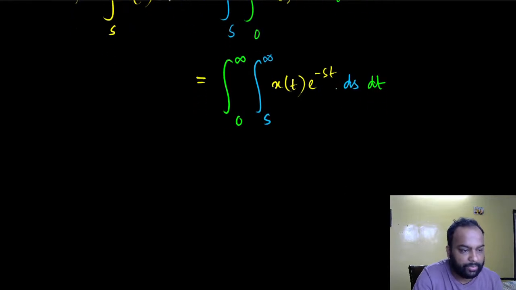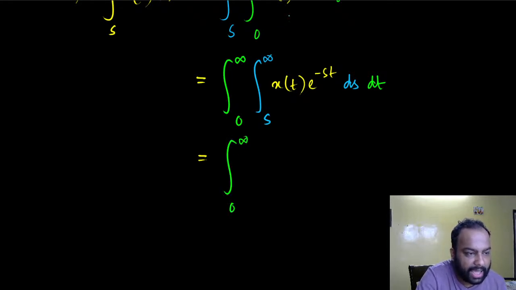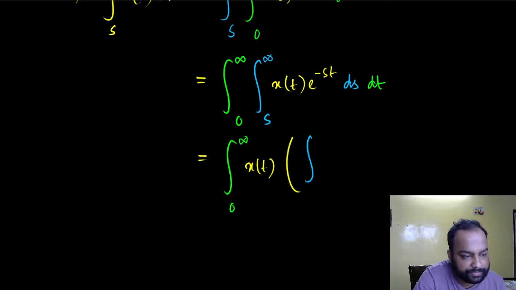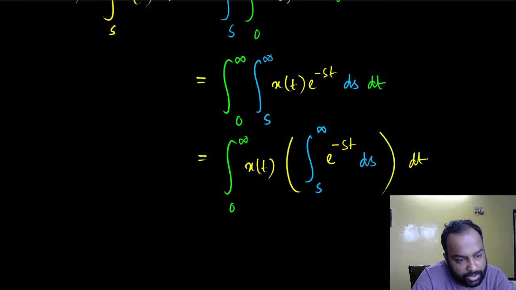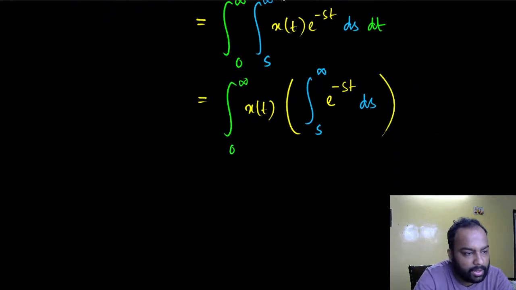Now look at the inner integration, the blue one. x(t) is a constant because s is the variable of integration, so that can go outside. For the next part I can write the integral from 0 to infinity, with x(t) going outside, and then we are left with the integration from s to infinity of e to the power minus st ds. Sorry, that would be a green one.